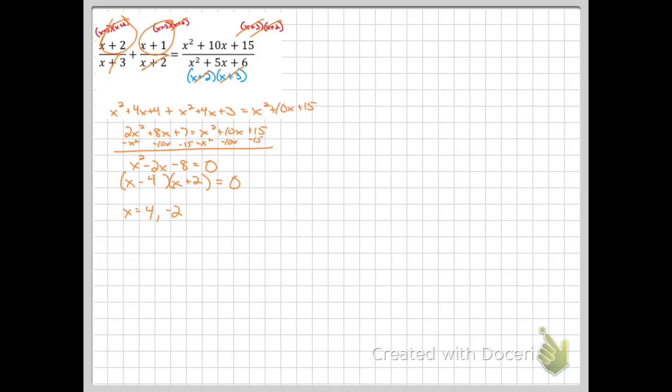I'm writing kind of big. Let's see if I have enough room to do my checks. Let's do 4. Sorry. Actually, let me just show you the shortcut.